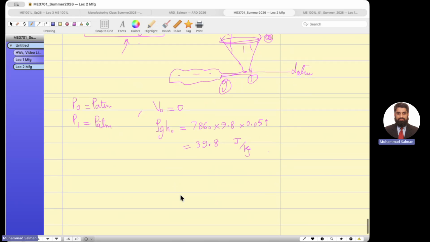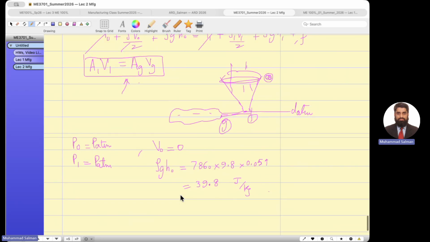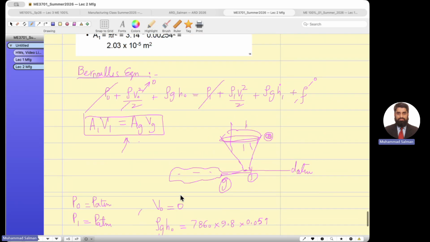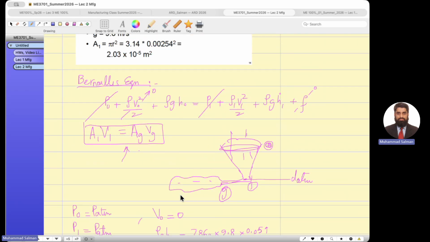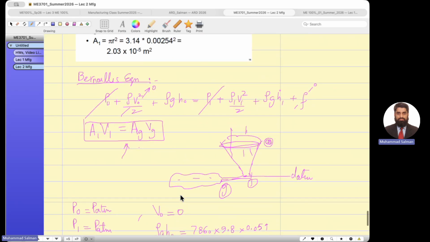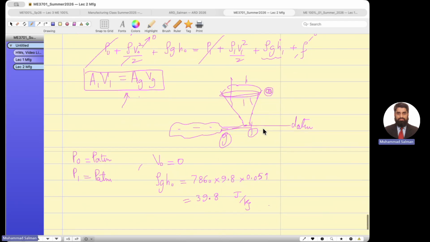Now, this is the pressure, the potential energy. Now, we have finished the left hand side of the equation. Agreed? Let's go to the right hand side. Right hand side, V1 we want to find out. We want to find out V1 square. How about this potential energy at the datum line? What do you suggest? Zero, right? Yes.